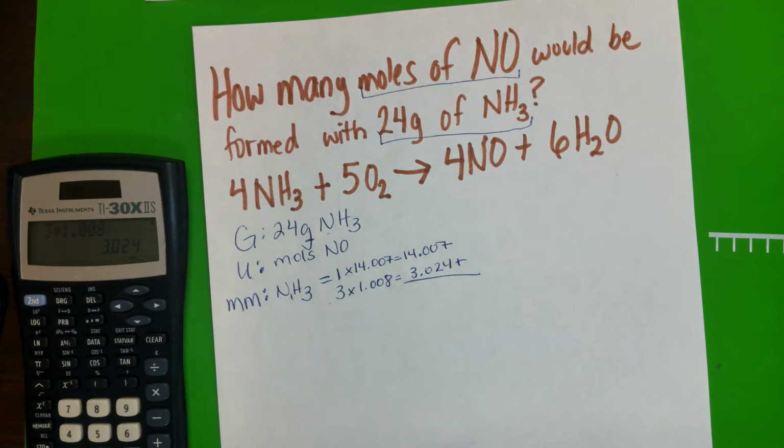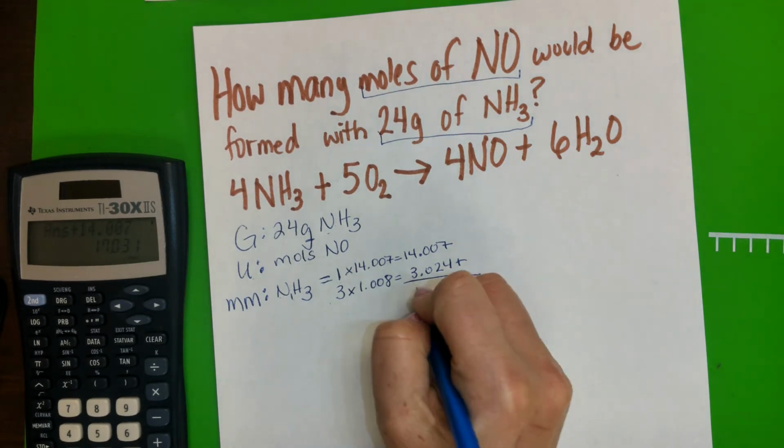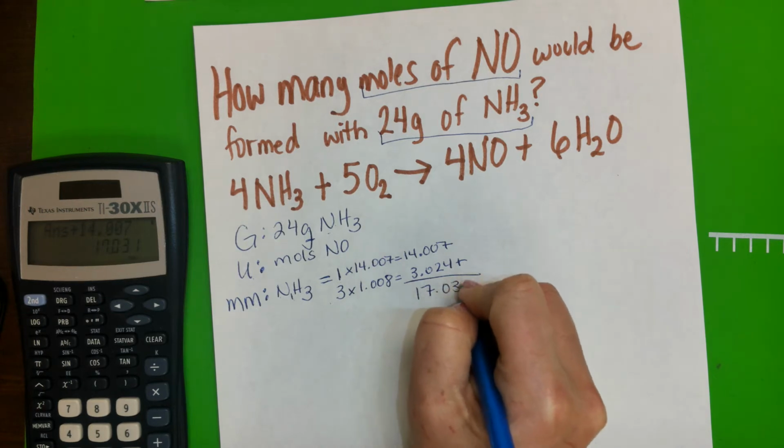Then you add each one, because we want the molar mass of the entire thing. So we add that with 14.007, and that would equal 17.031.